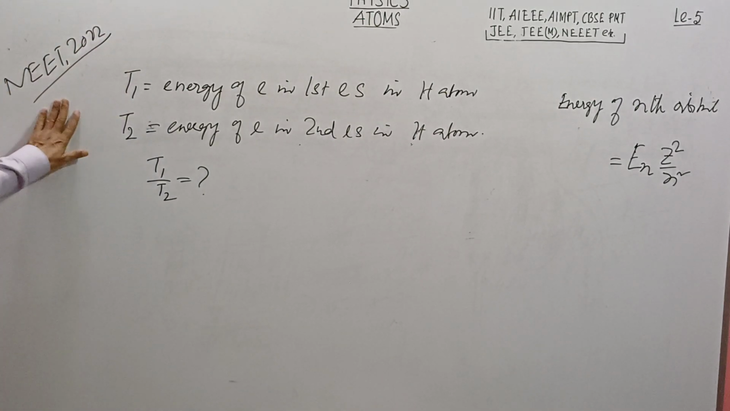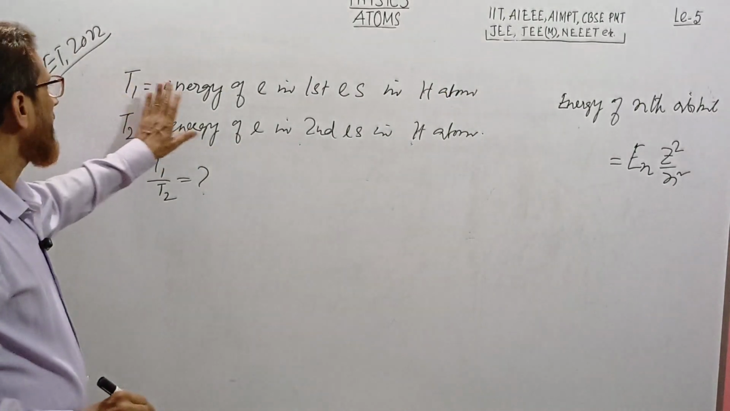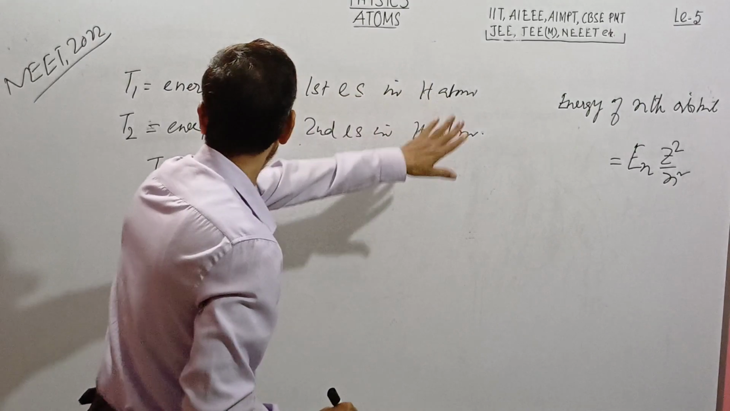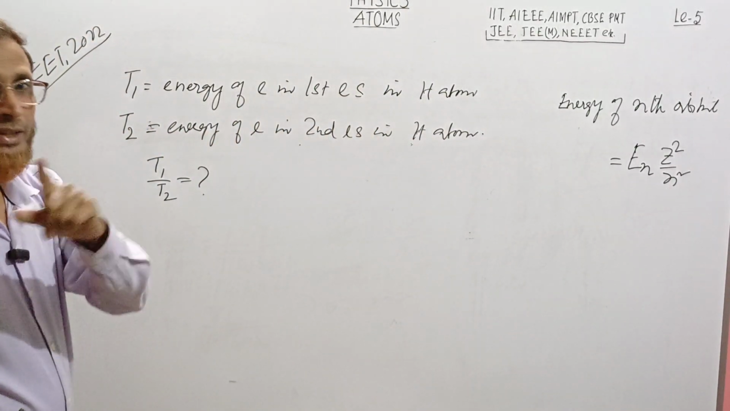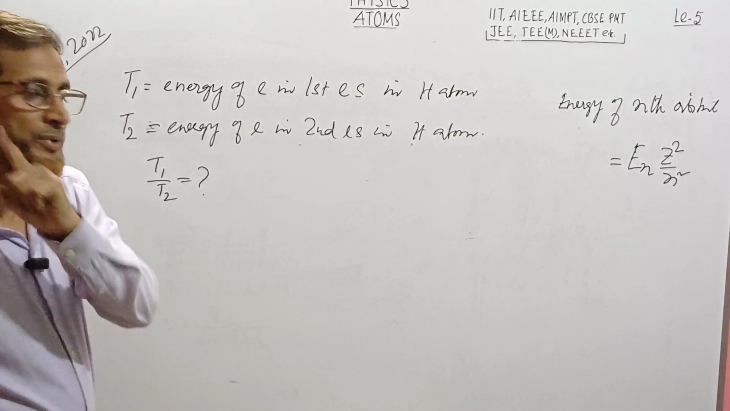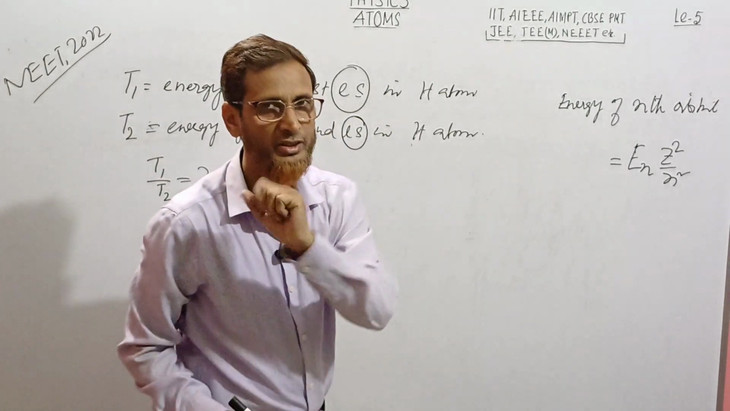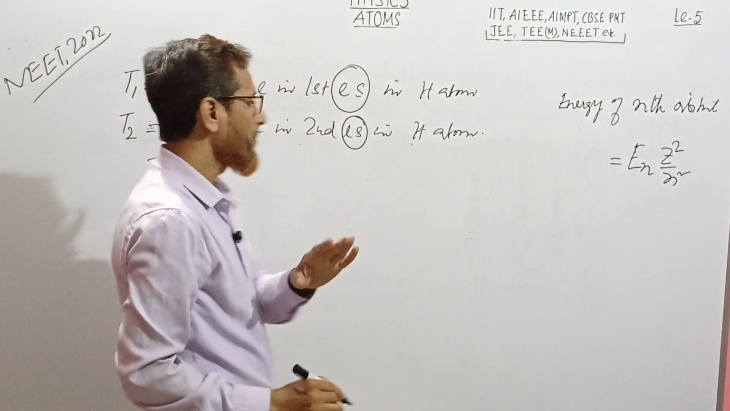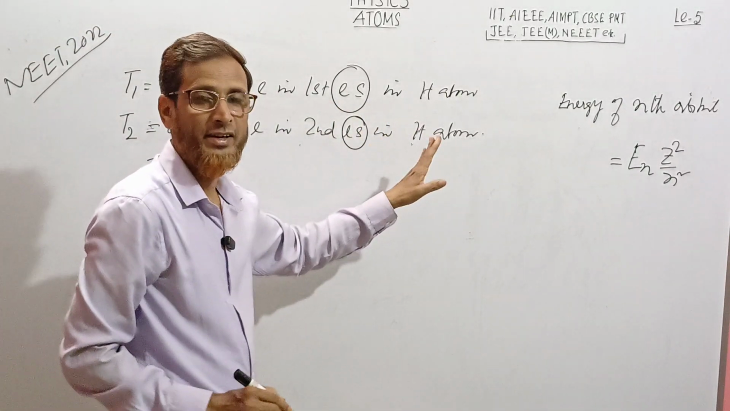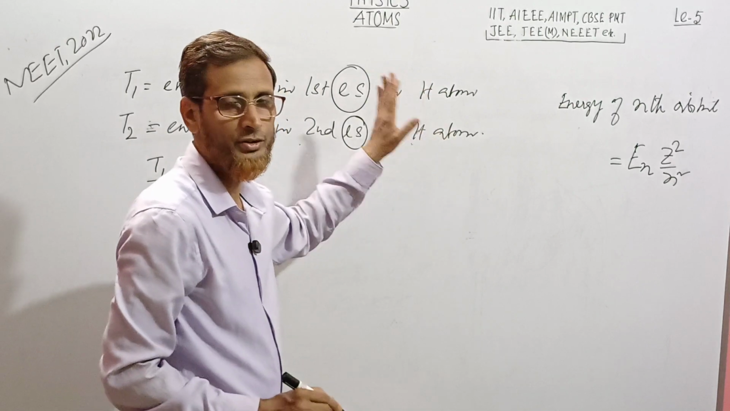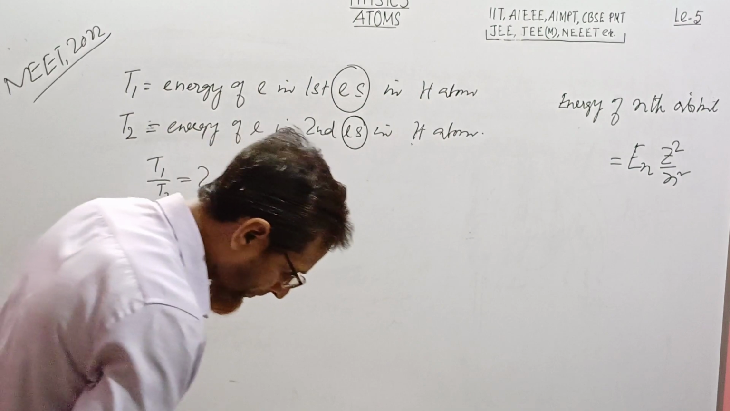The question was asked in NEET 2022. Please go to the question. T1 is equal to energy of the electron in the first excitation state in the hydrogen atom. T2 is the energy of the electron in the second excitation state of the hydrogen atom. Mind that before solving the question, let me first target excitation state. Whenever there is a question of excitation state, we need to go through the value of n is equal to 1, n is equal to 2, n is equal to 3, like this.